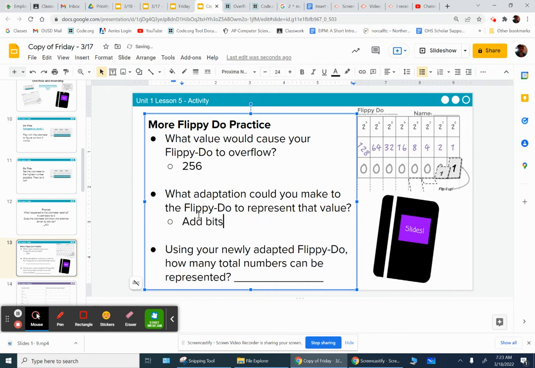Add bits to it. That's the easiest way to make more values. If I do 9 bits, it can go up to, I think it's 511. That 0 makes it always a little weirder than just the number of values it can represent.